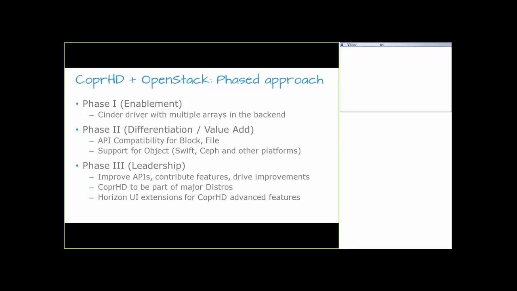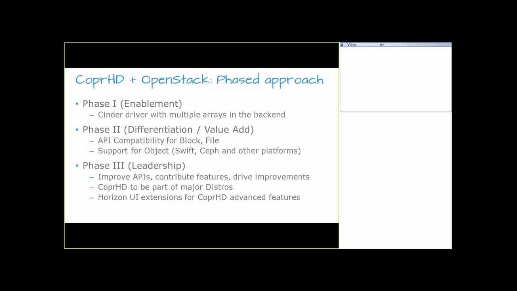And then in phase 3, maybe a year or two from now, we can add more support in the base OpenStack itself, because some of the features of CoprHD, even with API replacement, are not consumed by the upper layers like Nova and all. So we do need to contribute features. We also need to add CoprHD as part of the distros, as Anand was saying. And some of the advanced features which we have in the UI, we can add to the Horizon UI through some extensions.